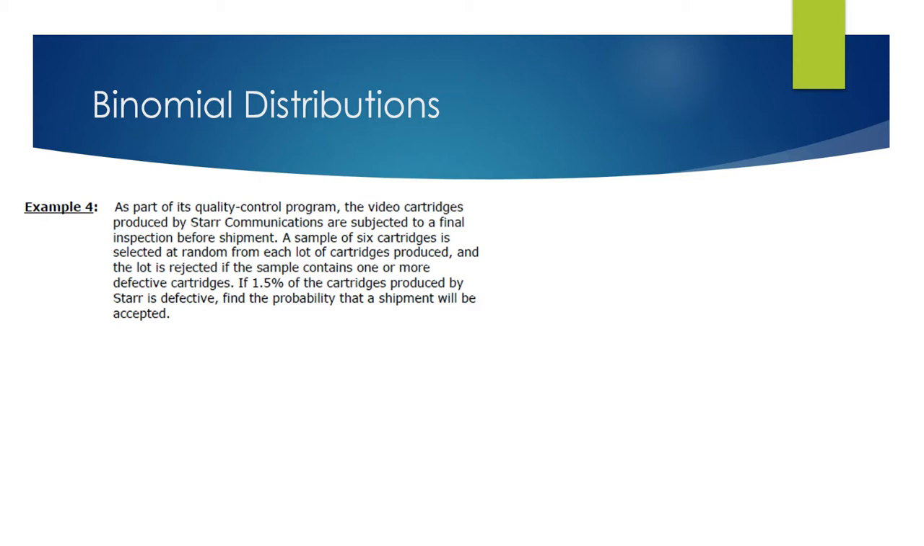As a part of its quality control program, the video cartridges produced by Star Communications are submitted to a final inspection before shipment. A sample of 6 cartridges is selected at random from each lot of cartridges produced, and a lot is rejected if the sample contains one or more defective cartridges. If 1.5% of the cartridges produced by Star is defective, find the probability that a shipment will be accepted. Take a moment, see if you can come up with a probability for this, and then we will go over it.